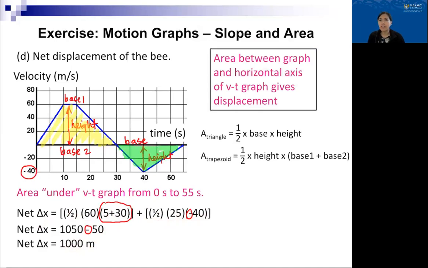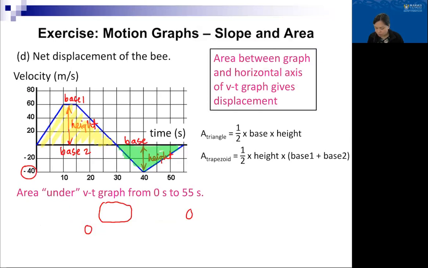So if the displacement of the half of the green triangle is negative 300, oh, that's from here.